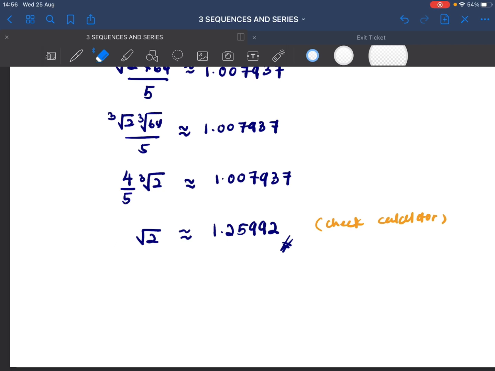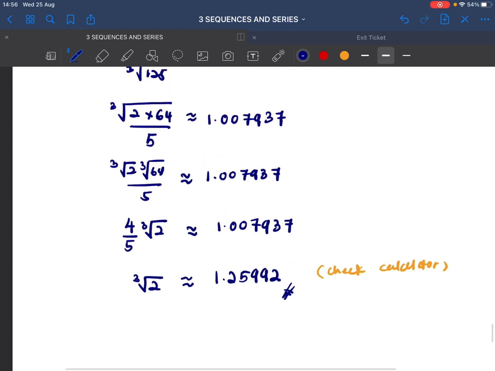Ini cube root bukan 3 darab square root 2. Ini 3 kecil. Okay, tekan calculator cube root 2, you will get the answer 1.25992. So you can check your answer either it's correct or not. Okay, so that is how we find the approximation if your x is given.